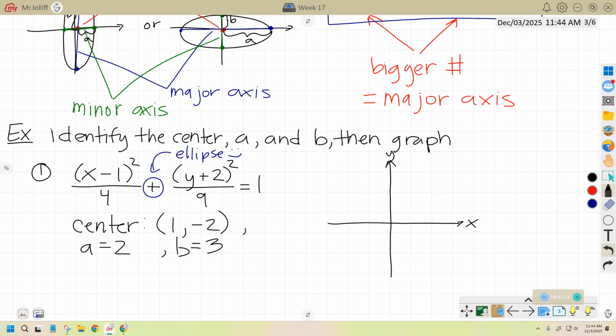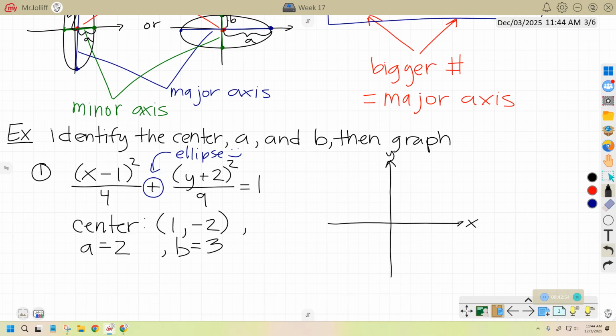All right, Jesus. What did your table decide? Short and wide or tall and skinny? Tall and skinny. How did you know it was tall and skinny? Very good. We look where the bigger number is. The bigger number was with Y. The Y-axis is going to be the longer axis. That's our major axis. Good. So the major axis is Y. The minor axis is X. Good.